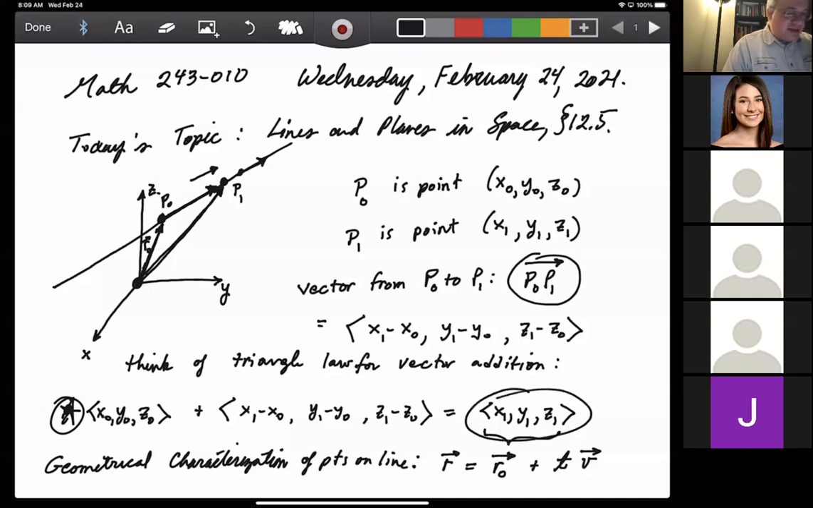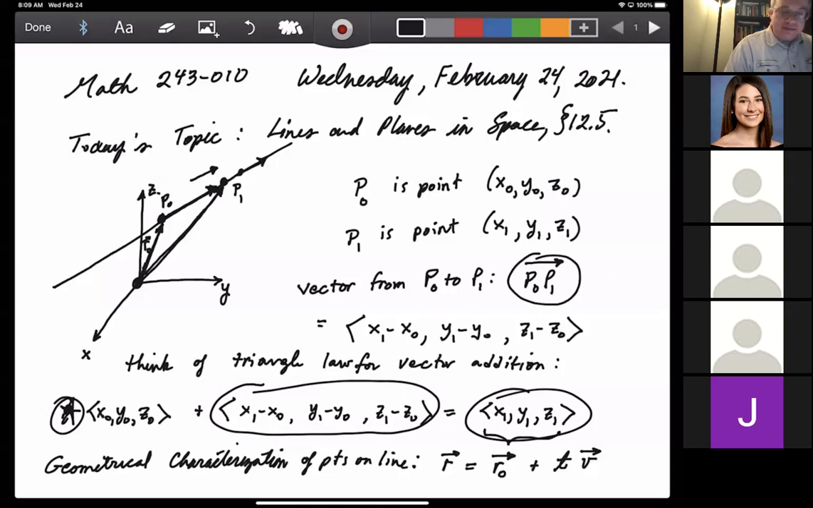This guy on the right-hand side, that's the vector that takes you from the origin to the point P1. Okay. So what did we add? We added the vector from P0 to P1. That's exactly this vector in the middle. Okay. I understand now. Very good. Are there any other questions before we move on?